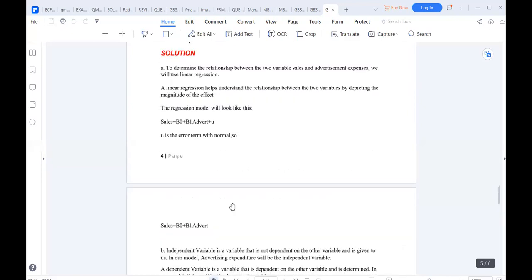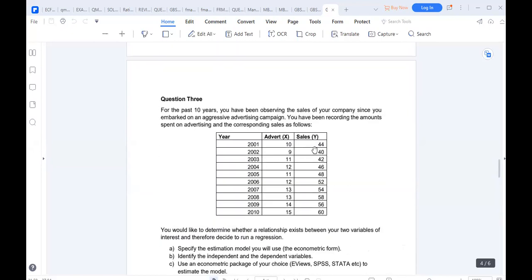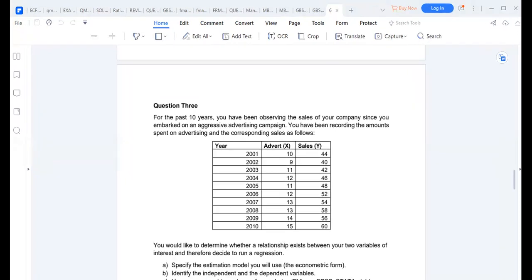So we're given a question between advertising and sales. You are asked to come up with number 1, the regression equation. Number 2, to identify which ones are our dependent variables and which ones are our independent variables. What are dependent variables and what are independent variables to start with? Those that are dependent on adverts.